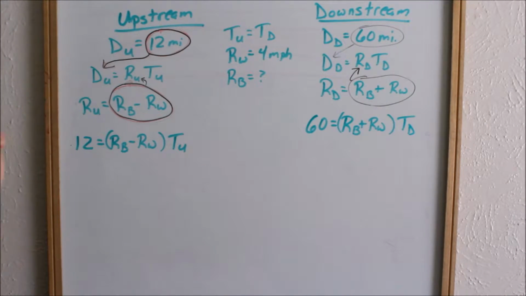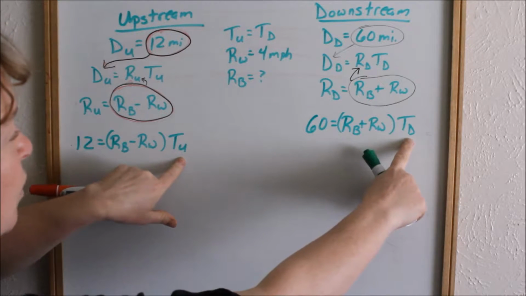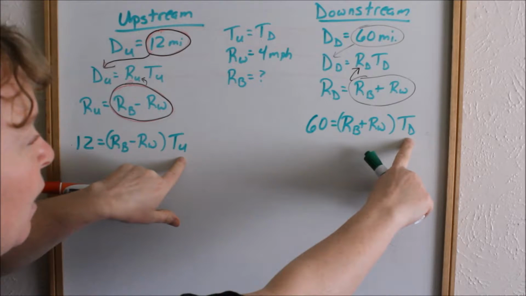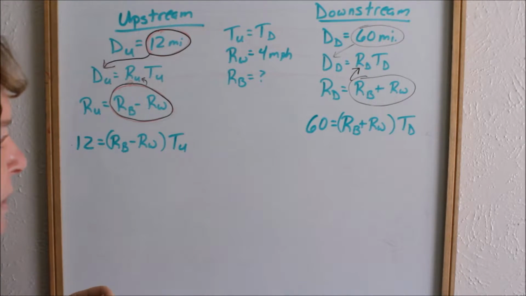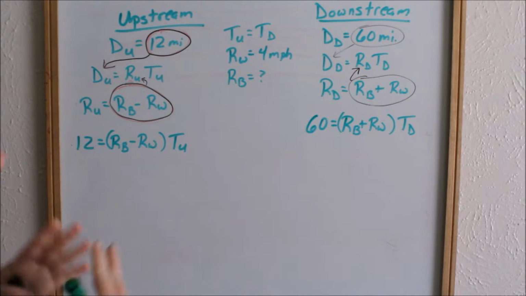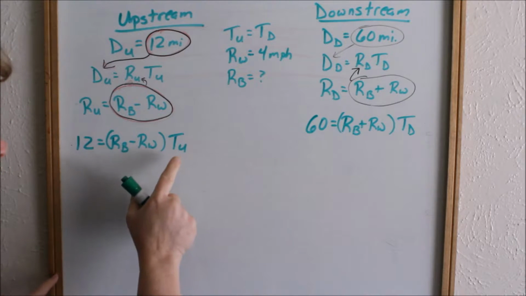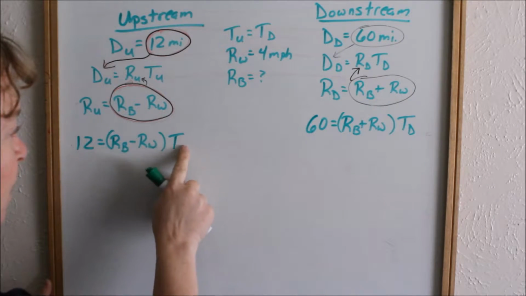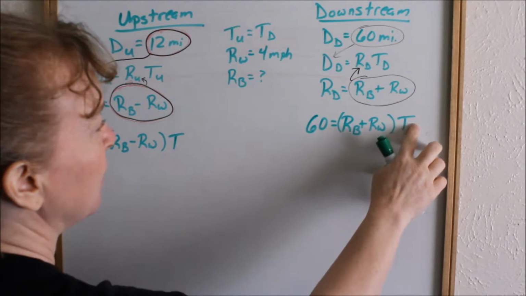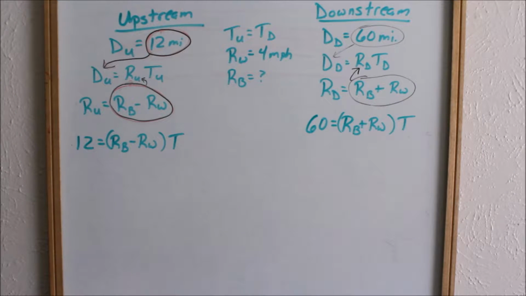Now let's go back. What did we say about the time? We said that the time of downstream is equal to the time of the upstream. So instead of using TU and TD, we can just call it T because the times are the same. I don't need to label it upstream or downstream. I'm just going to call it T, but we need to remember it's either upstream or downstream. I could either call them both TU or both TD.